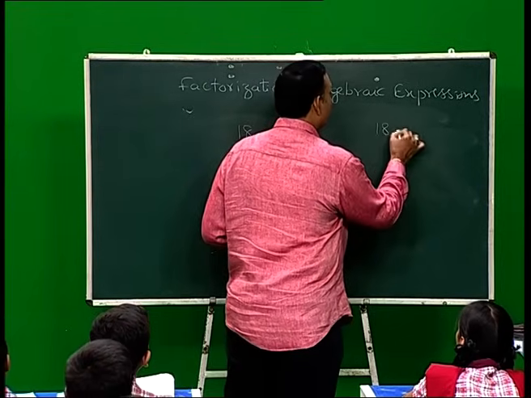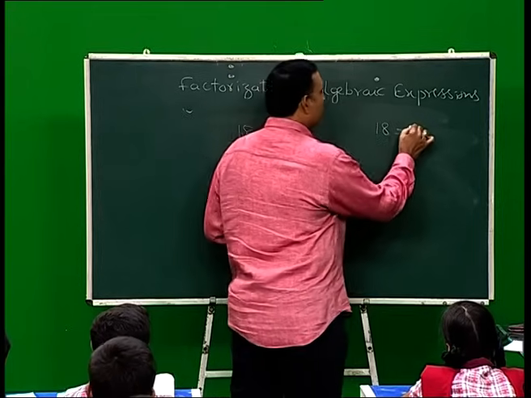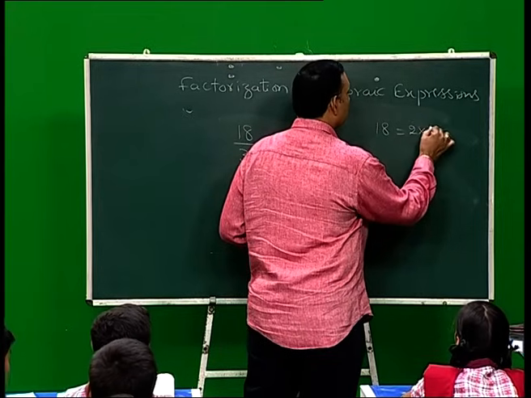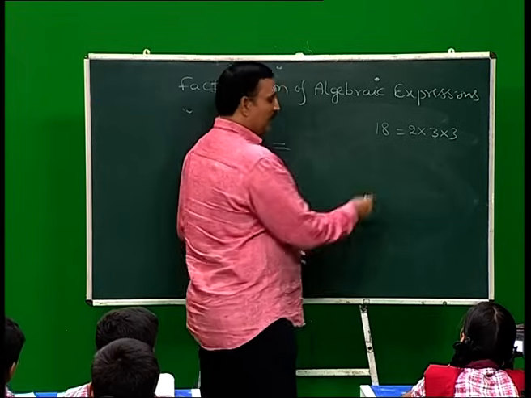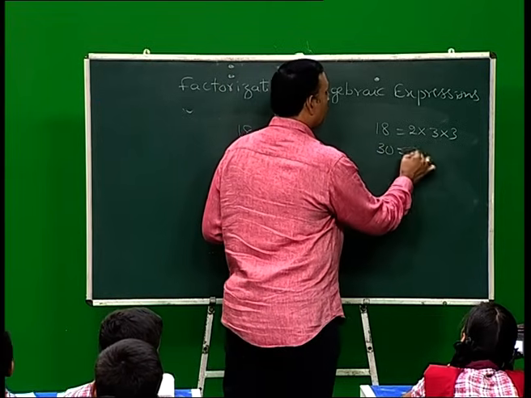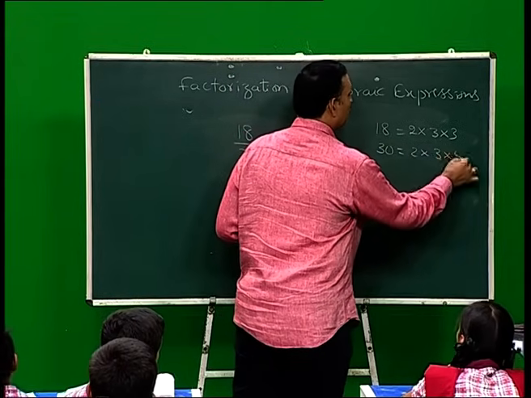Actually, in the morning we discussed prime factors, correct? For 18 you see 2 into 3 into 3. For 30, 2 into 3 into 5.